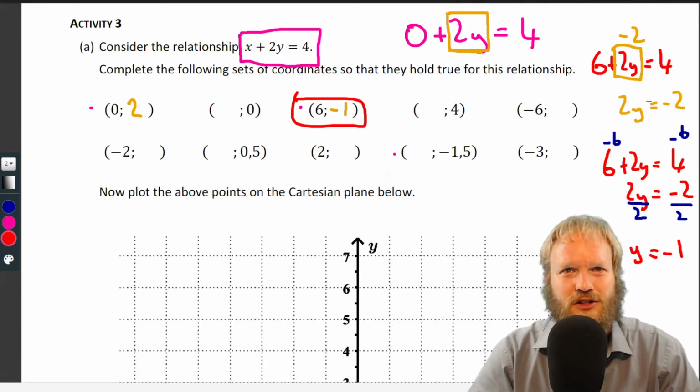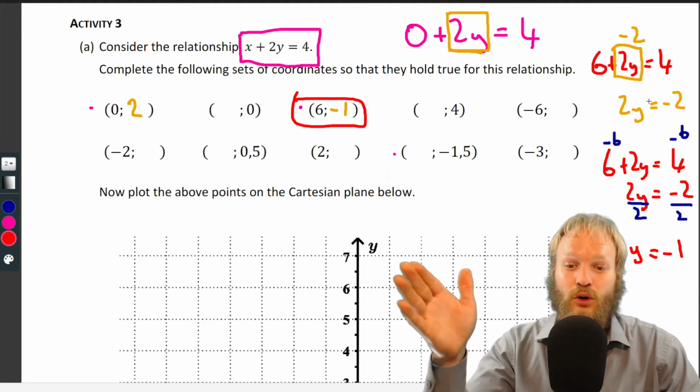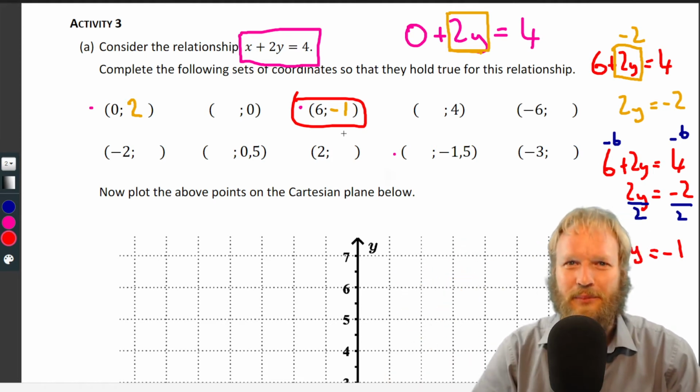Okay, before we do this third point together and then plot it, I'm just going to throw in a pause and breathe. Cool. I know I'm feeling a bit better now.